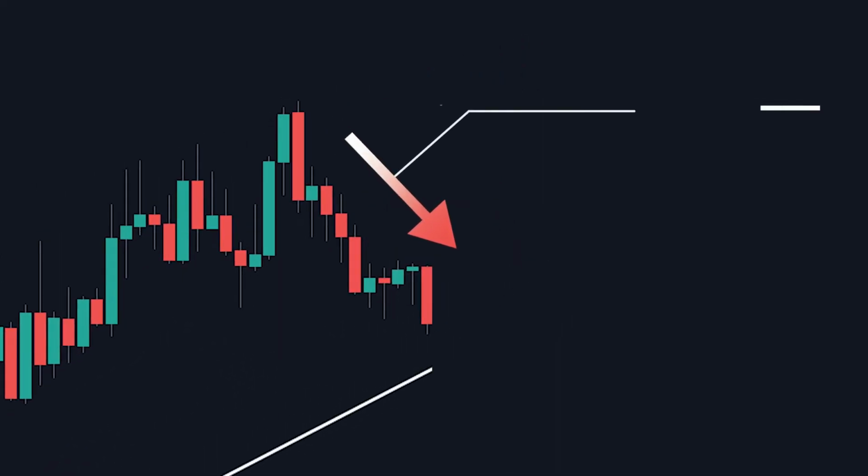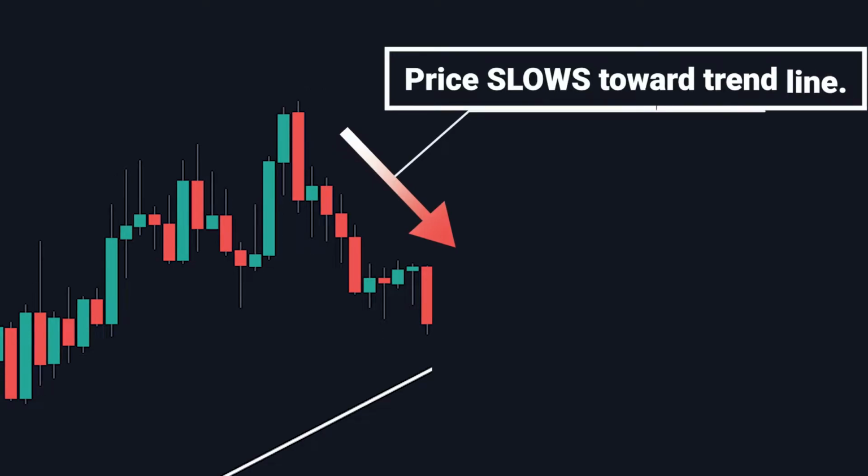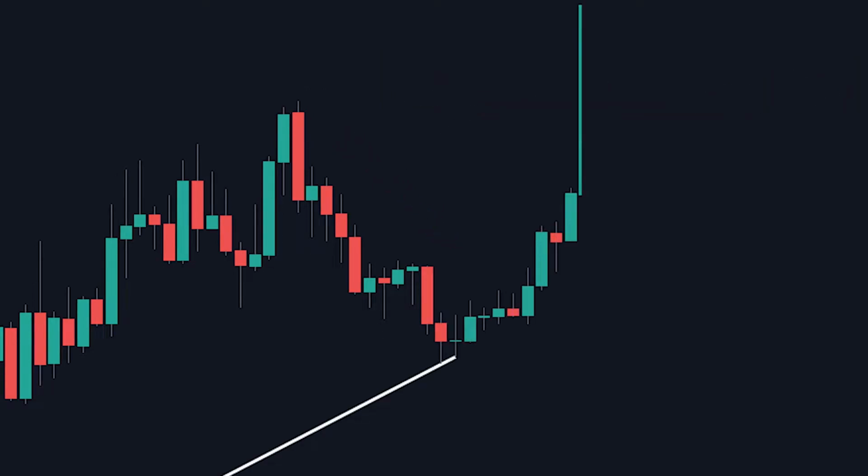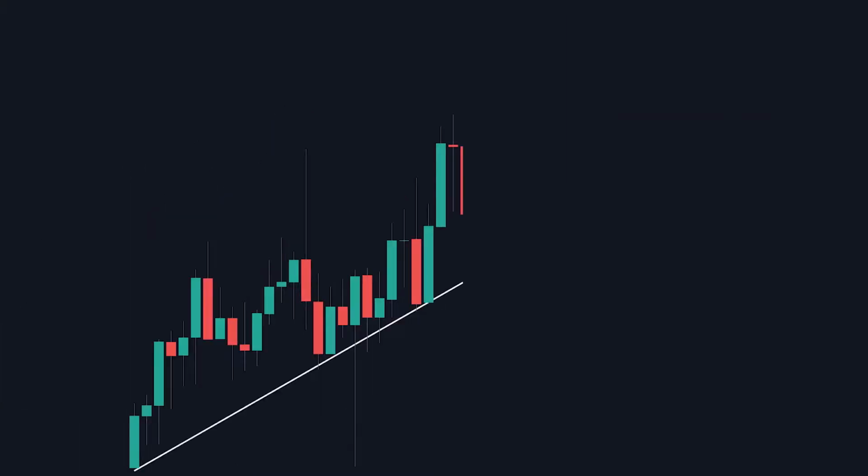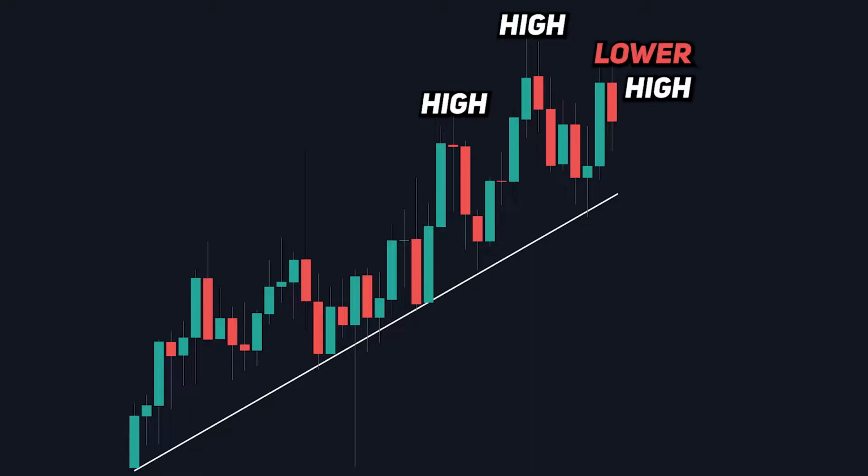If price is smoothly approaching a trend line while still in an overall uptrend, we can expect price to bounce. And if price was in an uptrend making higher highs, but is now making a clear lower high while approaching the trend line more aggressively, we could expect the trend line to break.